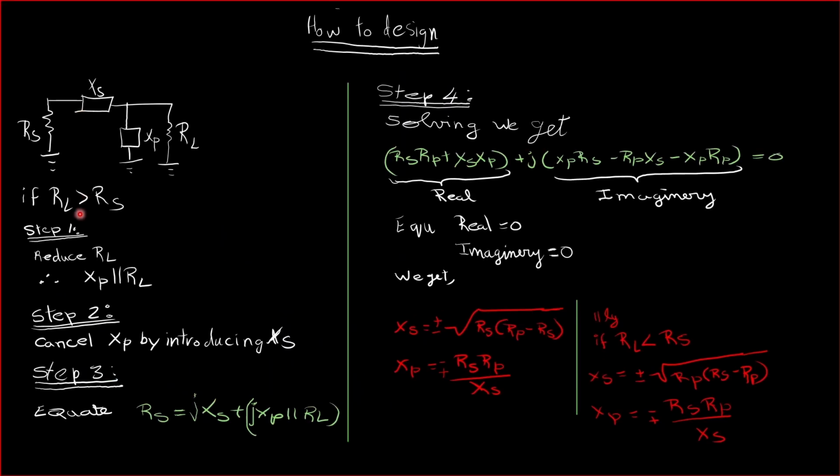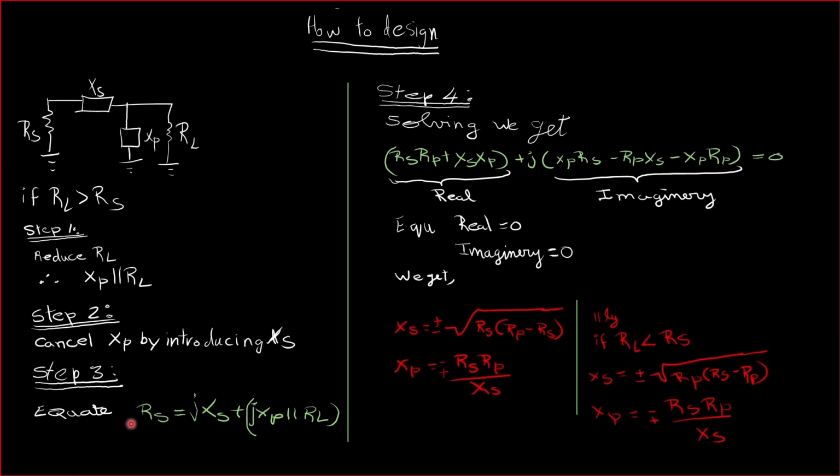Suppose RL is greater than RS, we use an L network consisting of one series reactance and one shunt reactance. The first step is to transform the load resistance. Here we are placing a reactance in parallel with the load resistance to reduce the resistance of the load. The second step is to cancel the unwanted reactance introduced by this newly added component. It can be easily cancelled out by introducing another series reactance.